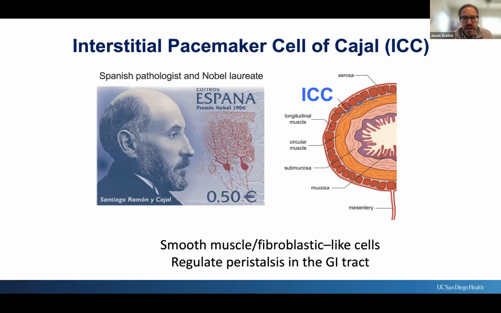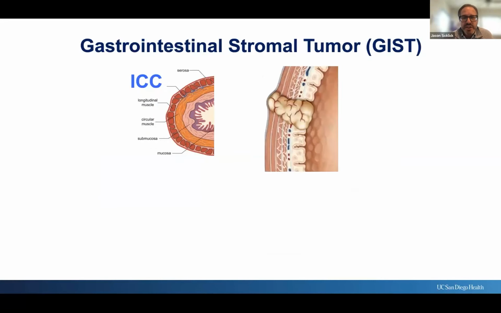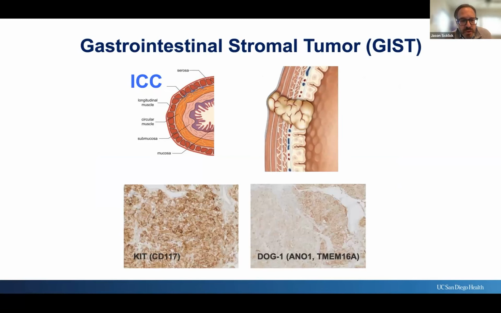In this way, it's an involuntary thing that we don't have to think about when we eat. It's believed that these cells are the ones that give rise to GIST, arising within the wall of the gut, and therefore leading to tumors that occur within the wall of the stomach or small bowel or rectum, etc. And these tumors are marked by two different markers.